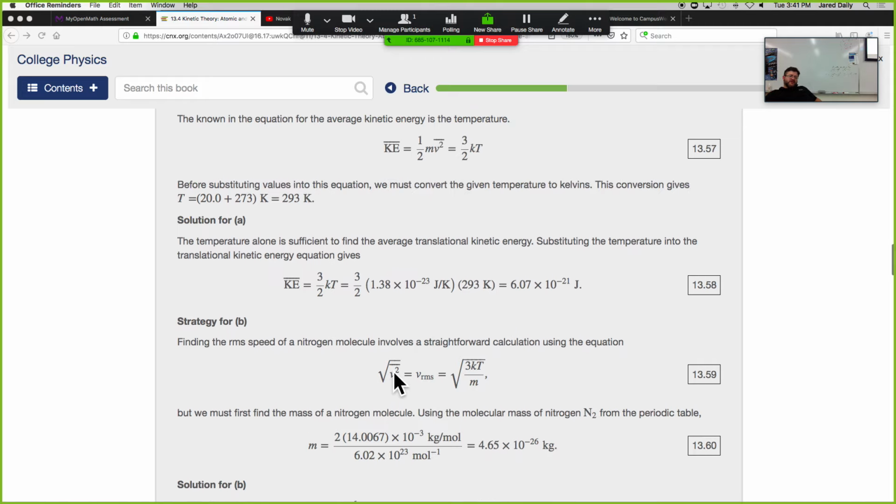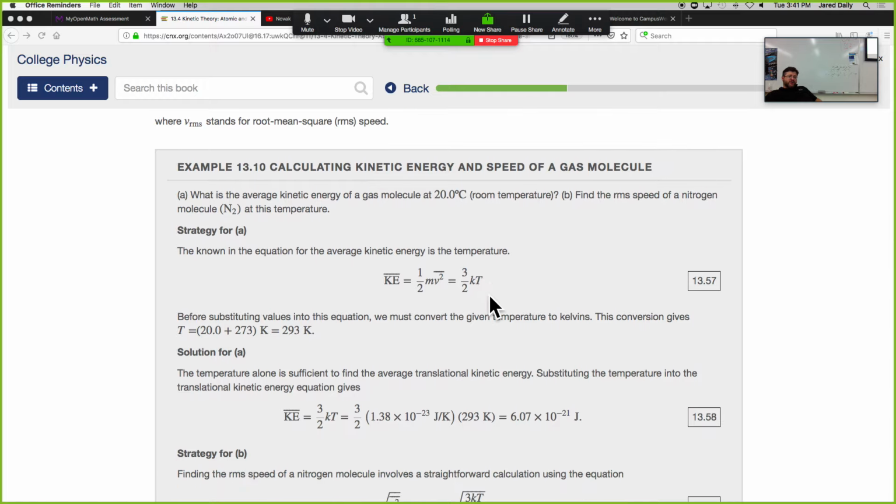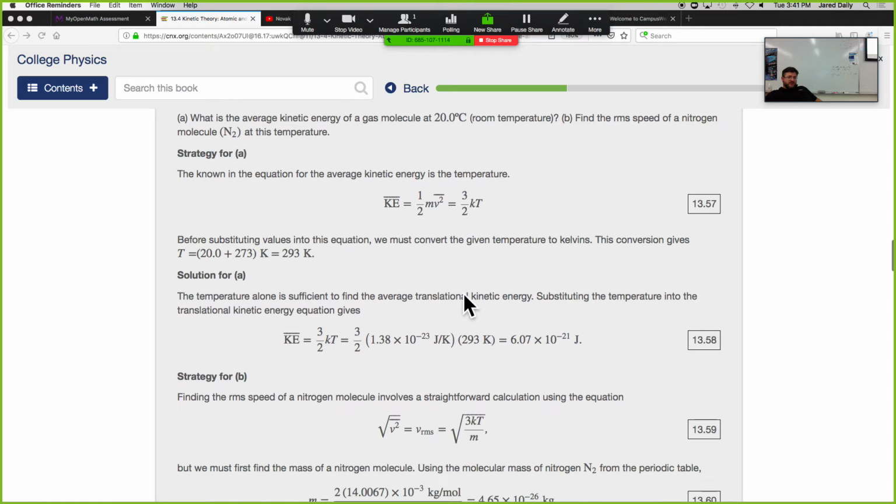So essentially they want to know the average kinetic energy. Kinetic energy is 1/2 mv squared, but it's also equal to 3/2 k times the temperature. So if we know the temperature in Kelvin, we can actually calculate the kinetic energy, which is what they're going to do, 3/2 times k times the temperature in Kelvin. Temperature in Kelvin is 293 Kelvin, so plug in all the numbers and they get this average kinetic energy.